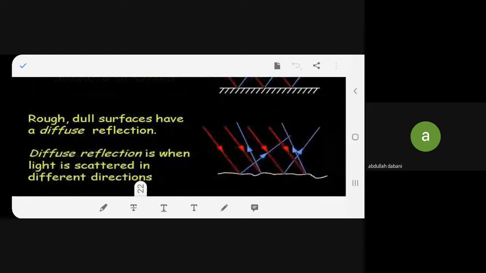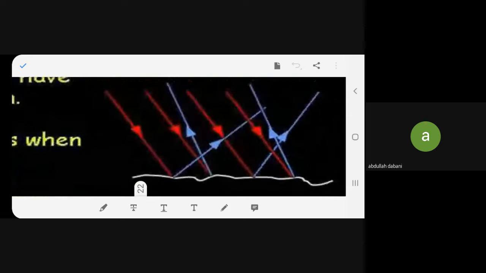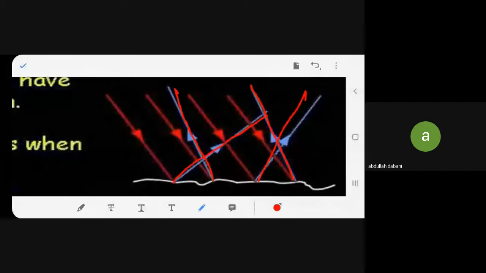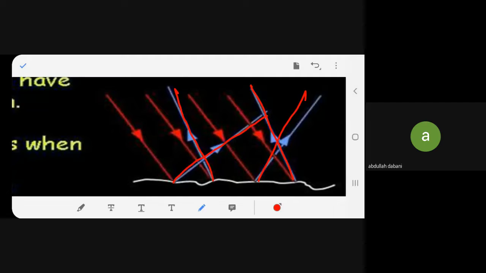So what is happening? Light is scattered in different directions. Can you see this? One is going here, one is going there, crisscross. It is haphazard. It is non-uniform. And we get a diffuse reflection. Any problem? So we came to know about two types of reflection. One is uniform, the other one is non-uniform. One is clear and the second one is diffuse. So I've given you two words each: uniform, non-uniform, clear and diffuse. Okay?